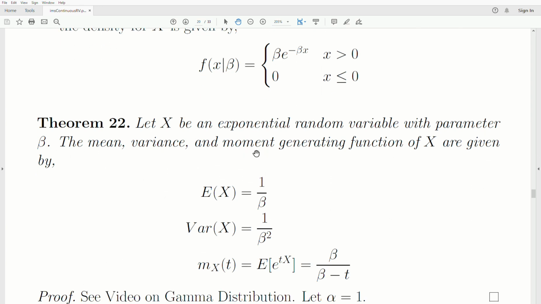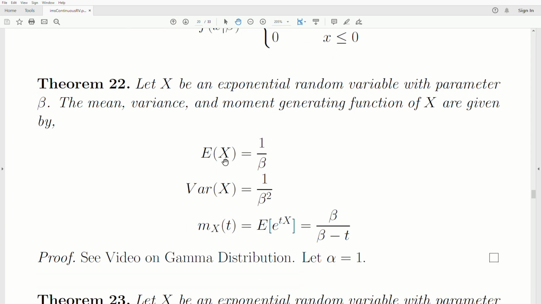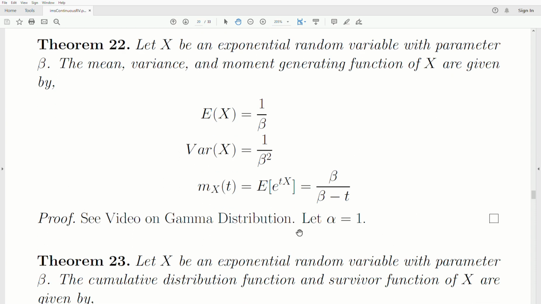Now let x be an exponential random variable with parameter beta. The mean and variance and moment generating function of x are given by: the mean is 1 over beta, the variance is 1 over beta squared, the moment generating function is beta divided by beta minus t. The proof is very short. See the video on gamma distribution, which is the one before this one in the playlist, Introduction to Mathematical Statistics, and let alpha equal 1, and these results follow.